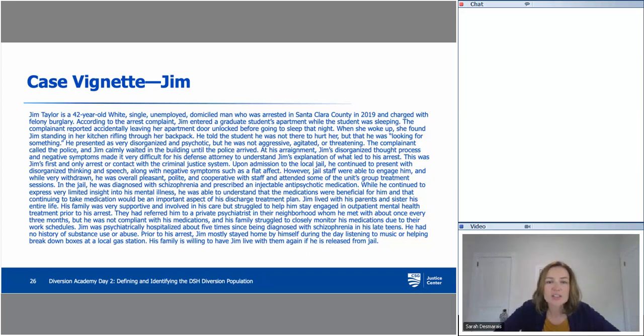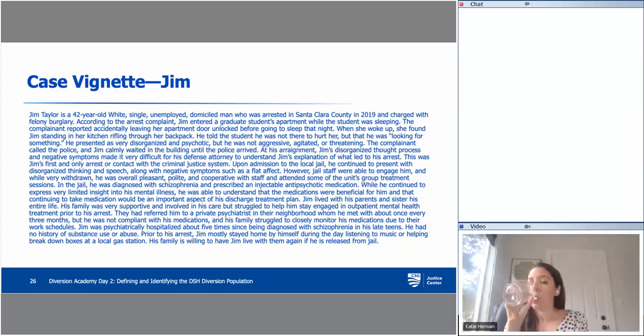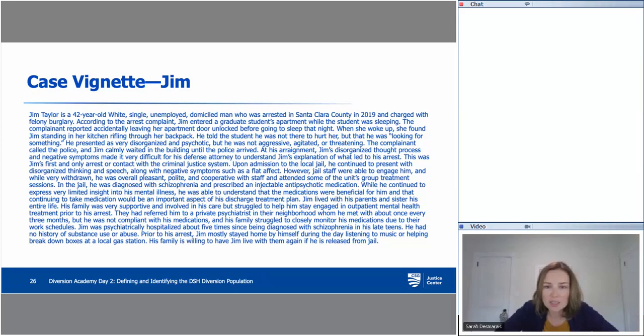Yes. So for me here, one of the considerations is thinking about compliance with medication and how to monitor the medications, and the number of times he's been hospitalized. The family is willing to have Jim live with them again, and so thinking through the plan in the community. But generally speaking, we're seeing somebody who has some pretty clear psychiatric issues that can be managed with the medication. And those are the things that kind of jump out to me.